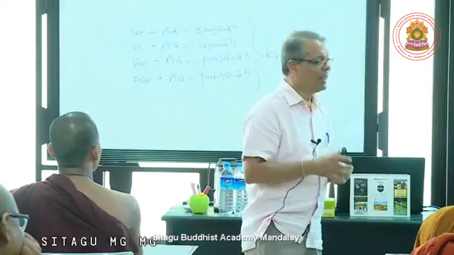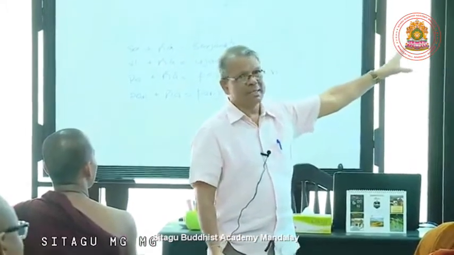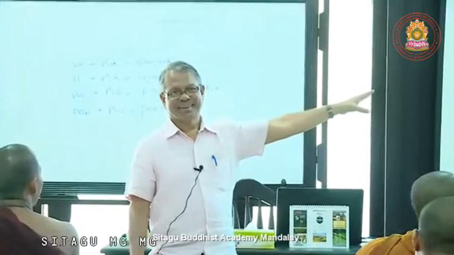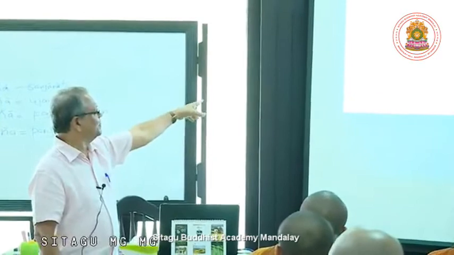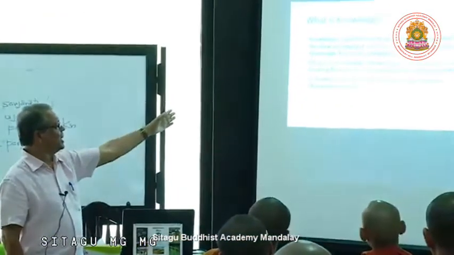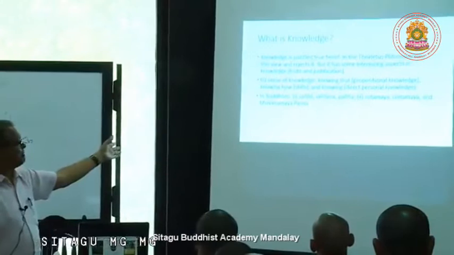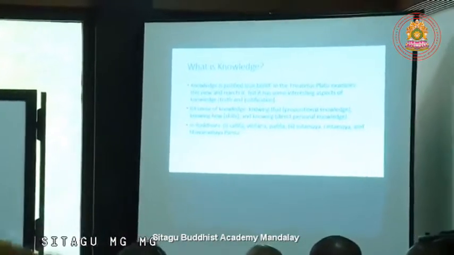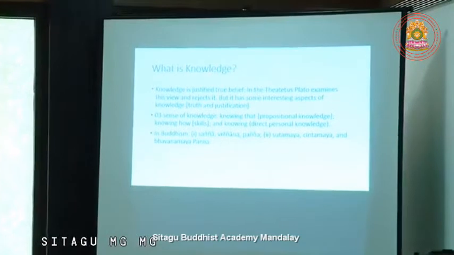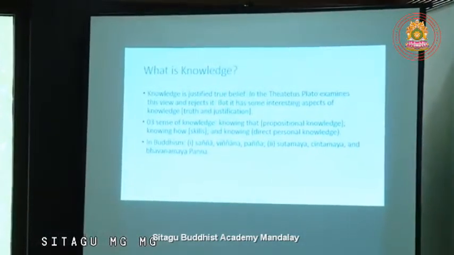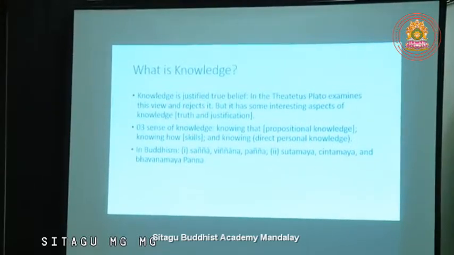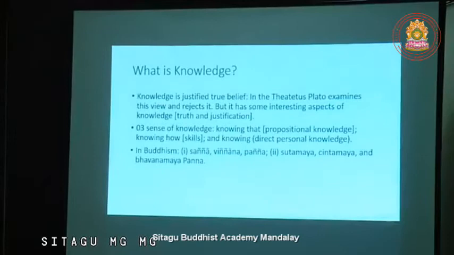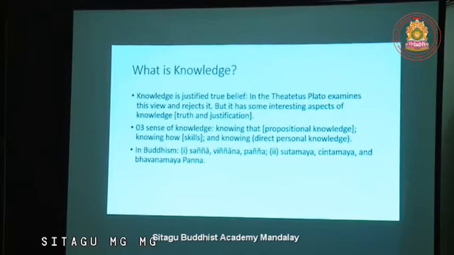Now look at it again. What is knowledge? How are we going to answer this question? When you look at Buddhism alone, you have Sanya, Vijnana, Panya, and also Parinya. And you have Sutame, Chintame, and Bhavaname. Can you see how rich and how complex the concept of knowledge is in Buddhism? Because in Buddhism, this Panya aspect, Panya, Jnana, is something very important.